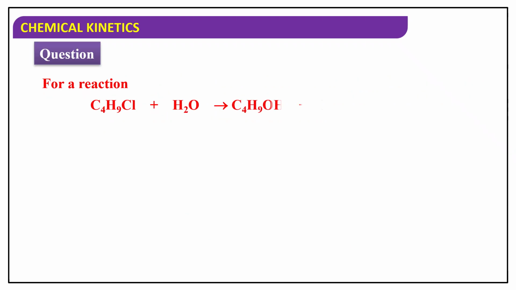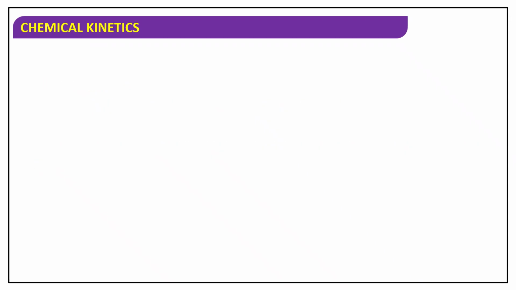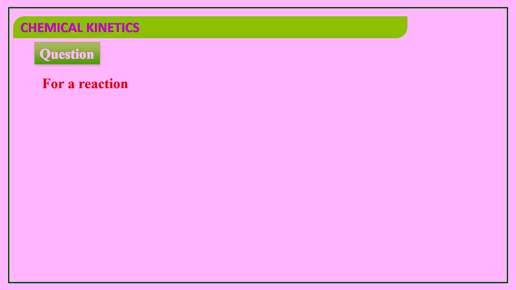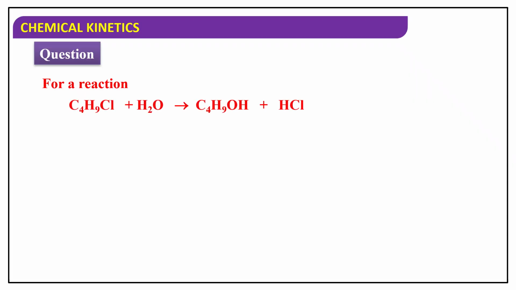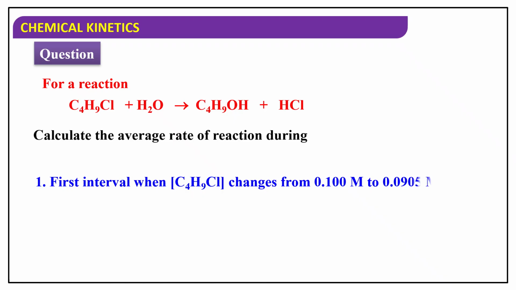Next question is, for a reaction C4H9Cl plus H2O gives C4H9OH plus HCl, the concentration of C4H9Cl, butyl chloride, at different times is given as follows. So that is given. We have to calculate the average rate of reaction during the first interval.